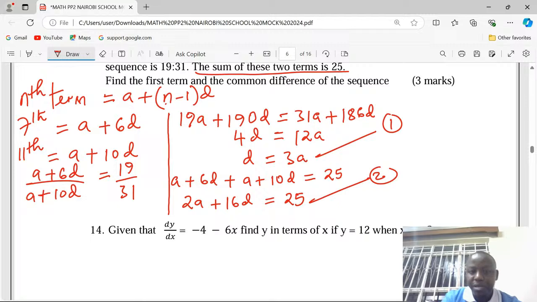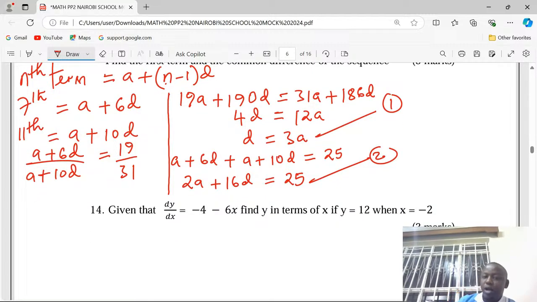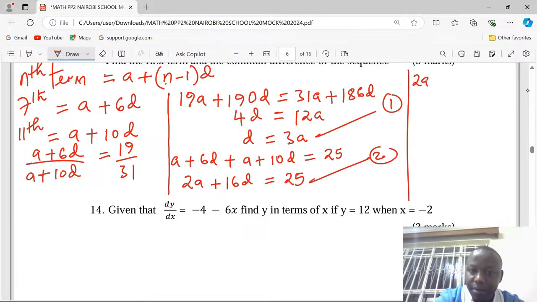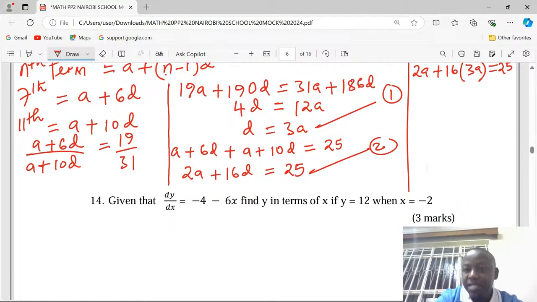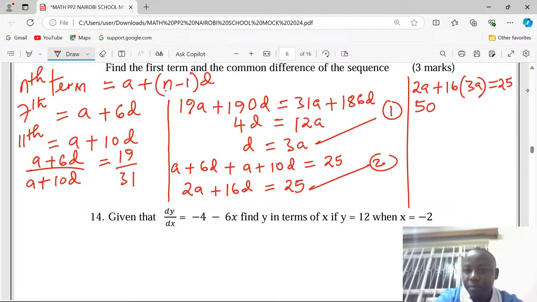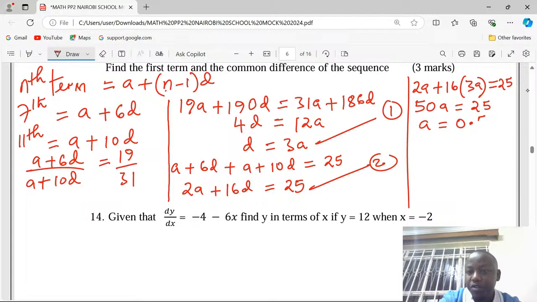And for the same AP, we can solve simultaneously, whereby from equation 1, we substitute in equation 2. 2a, instead of d, we'll say 3a, so 2a plus 16 times 3a is equivalent to 25. So 2a plus 48a gives us 50a equals 25. And to simplify further, the value of a will be 0.5, or simply half.